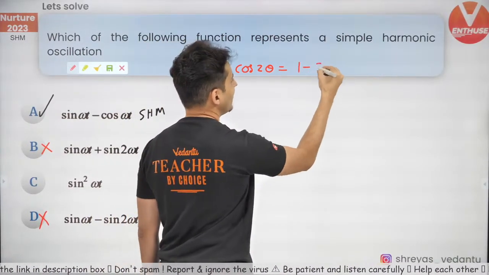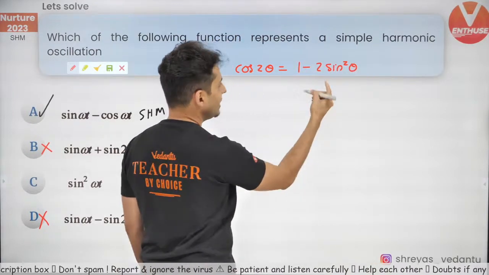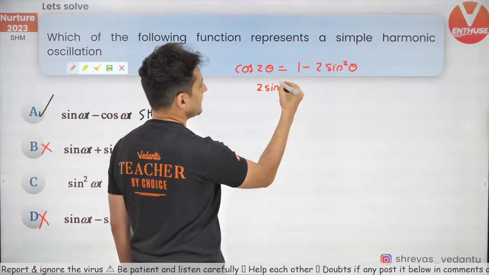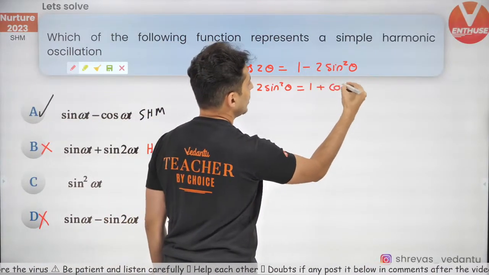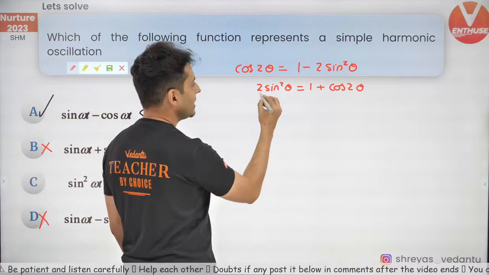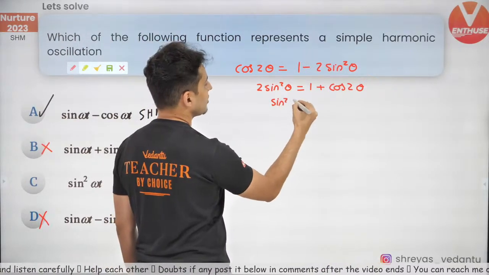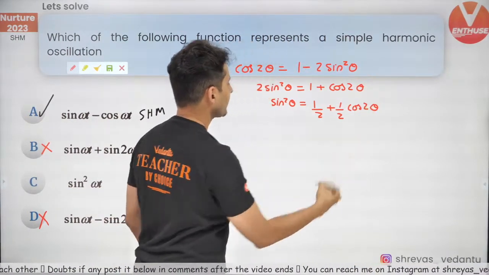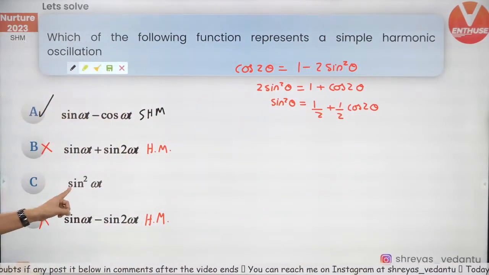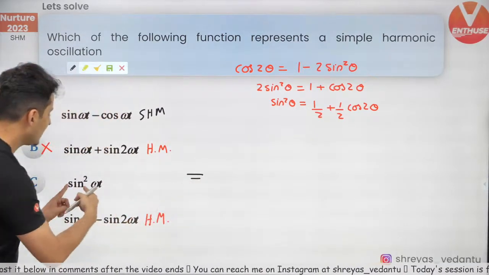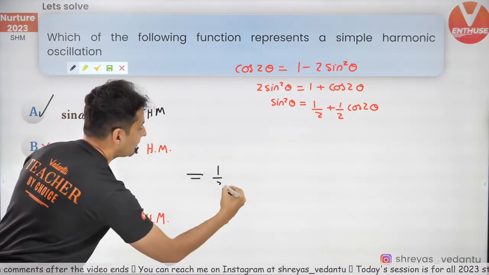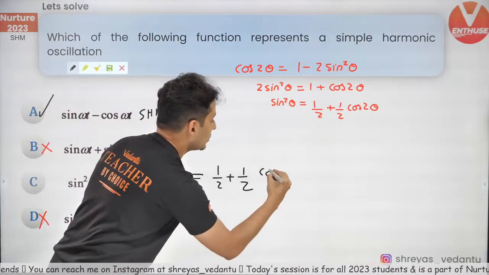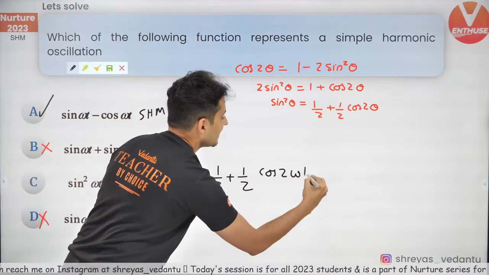And it is nothing but 1 minus 2 sine square theta. So if you shift 2 sine square theta here and cos 2 theta there, you will get 2 sine square theta is equal to 1 plus cos 2 theta. And if you shift the 2 below, sine square theta is 1 by 2 plus 1 by 2 cos 2 theta. Using this formula, sine square omega t is nothing but half plus half, instead of sine omega t, you have cos 2 theta, so cos 2 times omega t.